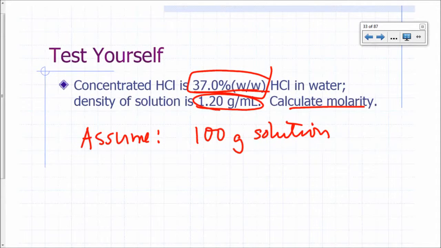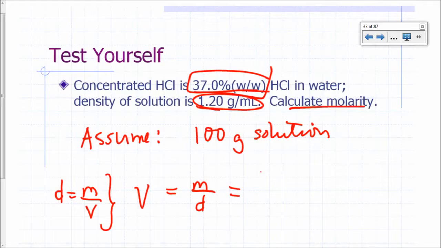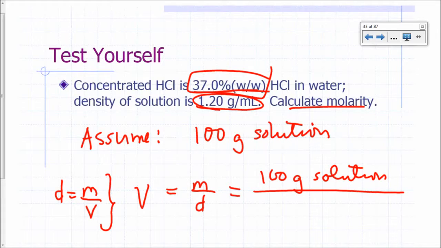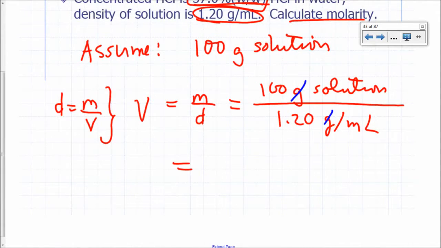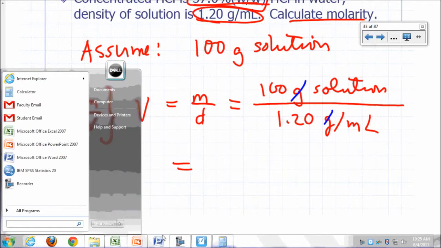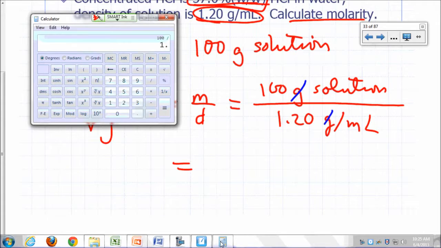If I have 100 grams of solution, can I figure out the volume of solution? Density is mass over volume, right? How do I solve for volume? Mass over density, right? What's the mass of my solution? 100 grams of solution divided by the density of my solution, which is 1.20 grams per mL. So what's the volume of my solution? 100 divided by 1.20. 83.33.